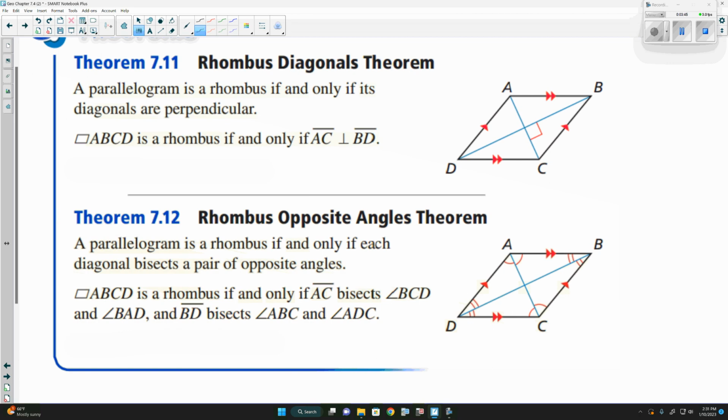The rhombus diagonal theorem. A parallelogram is a rhombus if and only if its diagonals are perpendicular to each other. So the diagonals in a rhombus will intersect at right angles. So whenever we have a rhombus and the diagonals bisect each other, they're going to bisect each other at right angles. So all these angles are going to be 90 degrees. A parallelogram is a rhombus if and only if each diagonal bisects a pair of opposite angles.